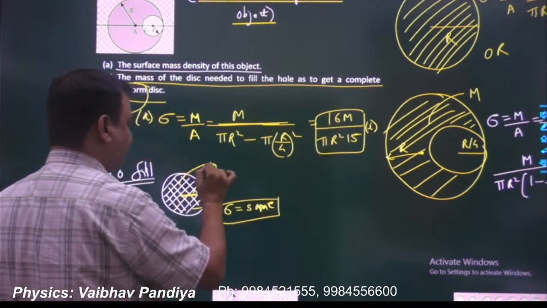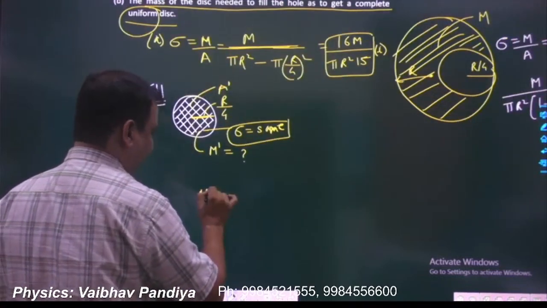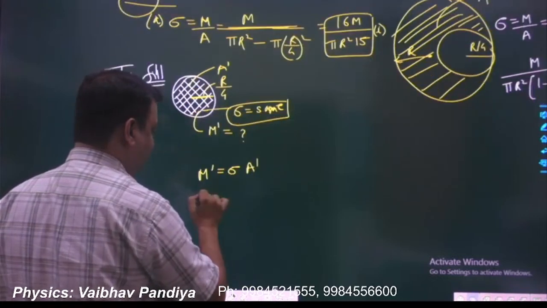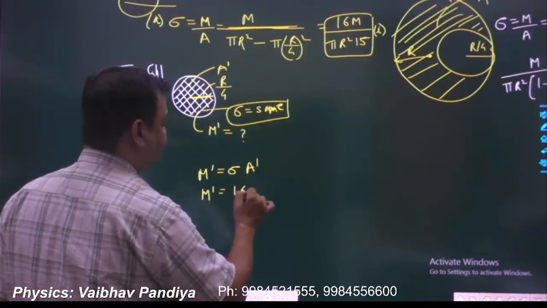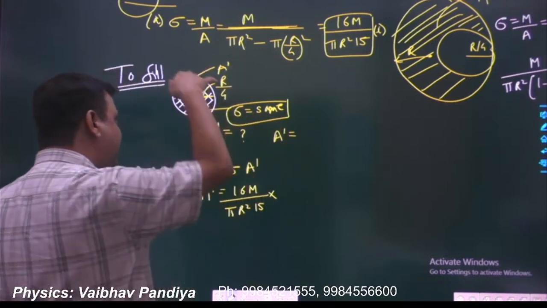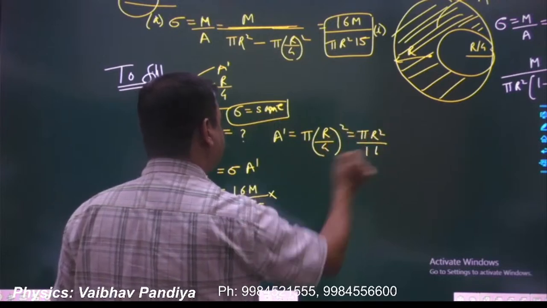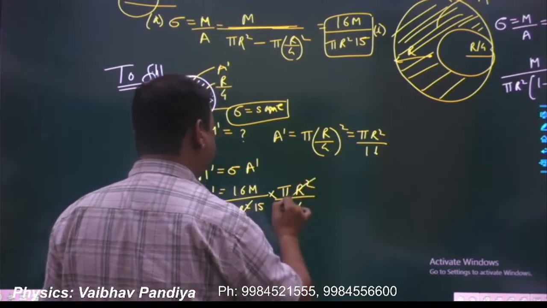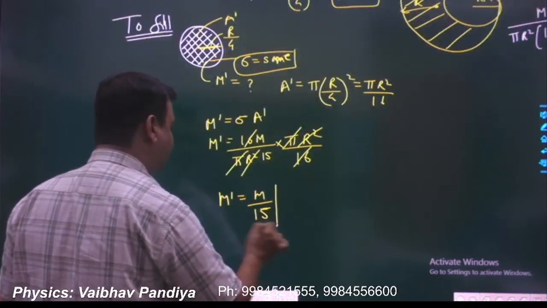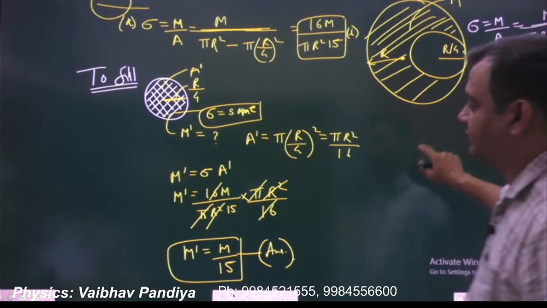Say its area is a dash and its mass is m dash. You have to find how much mass is needed to fill that hole. So simply apply, since again it is uniform, m dash will be sigma into a dash. Sigma won't be dash, it is the same for both objects, being homogeneous. So put the value of sigma, that came to be 16 m divided by pi r square into 15. Now put a dash, the area of this smaller disk which needs to be filled in that cavity. So it will be pi (r by 4) square, so it will be pi r square by 16. Now r square will be cancelled, pi will be cancelled, and 16 will be cancelled. So I'll get m dash as m by 15. This will be the required mass of the disk which needs to be filled in the hole to get uniformity throughout. Okay.